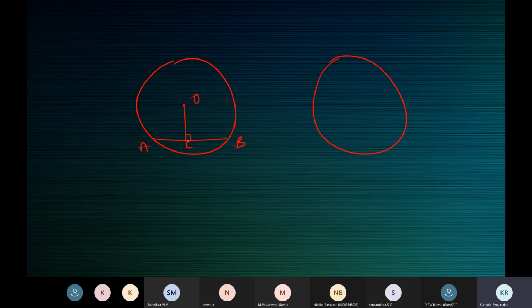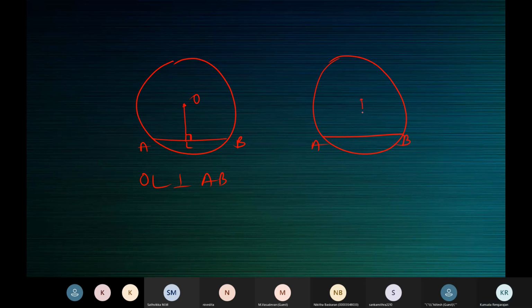Now here we see that OL is perpendicular to AB. Here I've marked OL. OL is a line, O is the center of the circle. So OL is a line from the center and it's perpendicular to the chord. So if OL is perpendicular to AB, then L is the midpoint of AB. The chord is bisected.